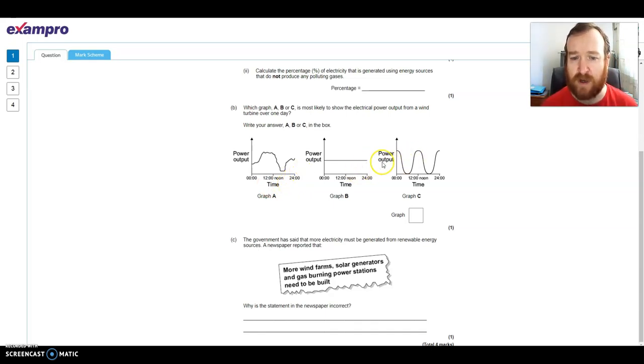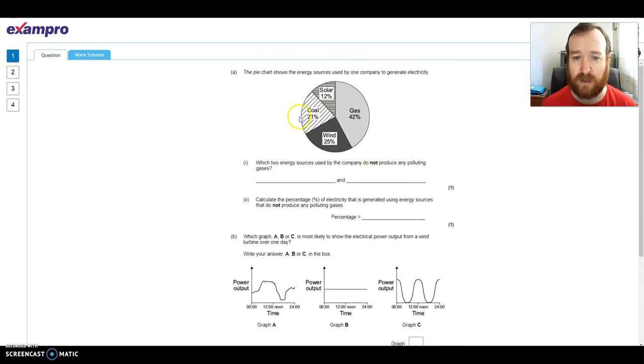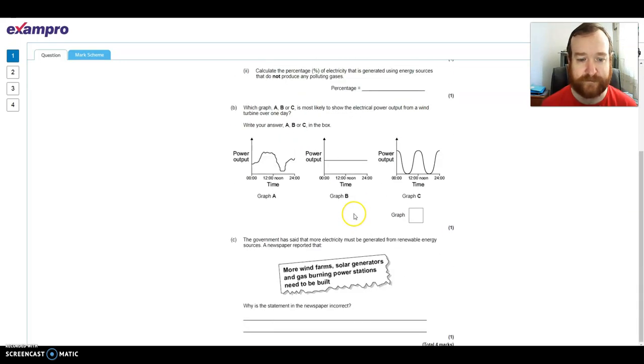Okay, think about what kind of power resources these might produce. Okay, the answers are up here. And then government has said that more electricity must be generated from renewable sources and used for forward. More wind farms, solar generators and gas burning power stations need to be built. What's wrong with that statement? Why is it wrong? What's wrong with it? You need to write down the answer.